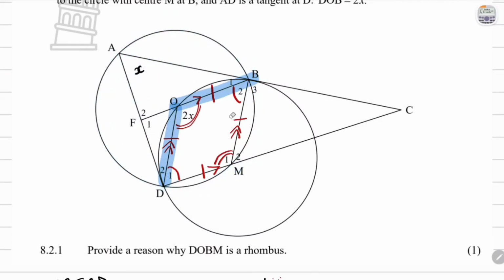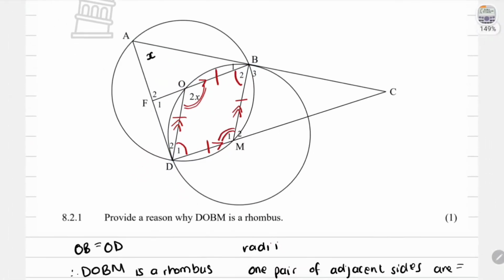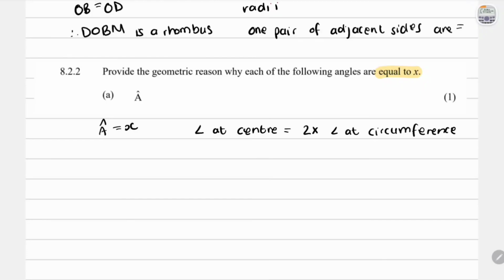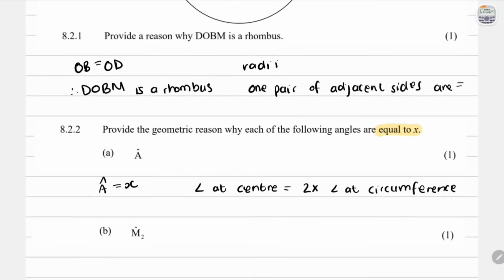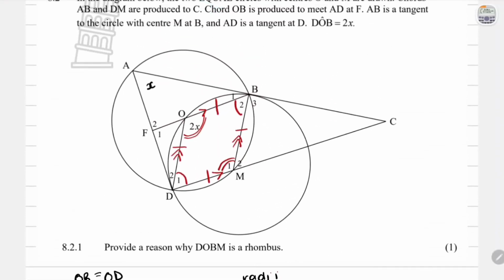I can just tell them angle A is equal to x because of the angle at the center being twice the angle at the circumference. Okay, so that is that question. Moving on to the next question. So the next question is angle M2. They're telling us angle M2 is equal to x. We just need to tell them why.